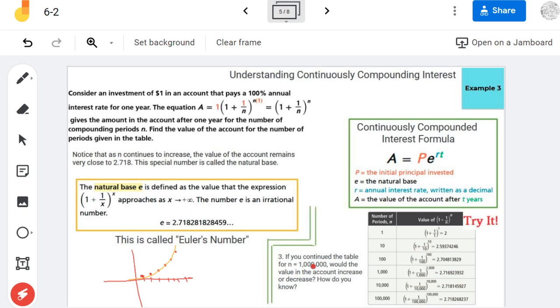In the try it, it says if I continued the table to 1 million, would the value in the account increase or decrease? Well, it's increasing, and you know because each time we go up by a power of 10, it's increasing. Mostly from this example, I don't think that Savvas really cares that you know how they got Euler's number, but just understand that we can look at continuous compounding to fill in the dots here. Fill in the blanks.